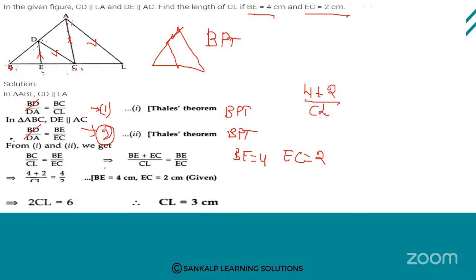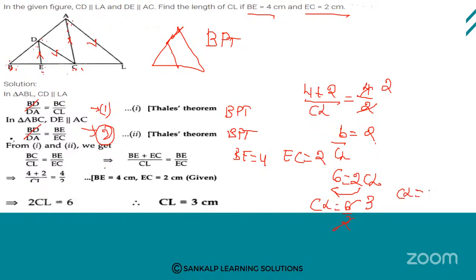CL we don't know, as it is, is equal to BE divided by EC. BE value is 4, EC value is 2. 2 ones are 2, 2 twos are 4. So 4 plus 2 is 6, 6 divided by CL is equal to 2. Now transfer the CL to this side. 6 is equal to 2 CL. Now transfer this 2 to this side. CL is equal to 6 divided by 2. That is, 2 threes are 6. Therefore, CL is equal to 3 centimeter. Okay. CL is 3 centimeter.